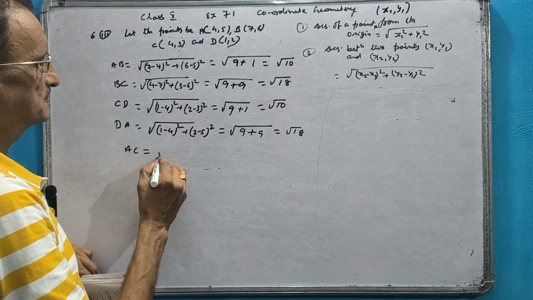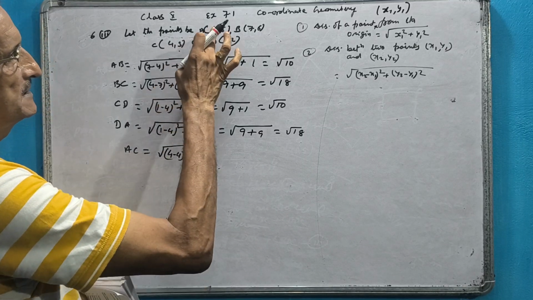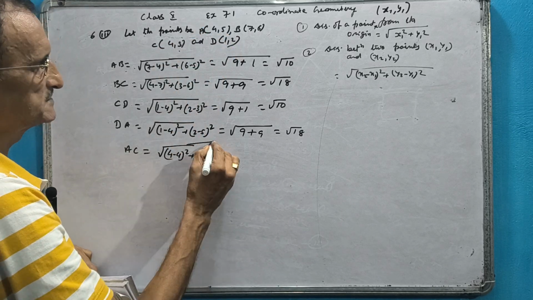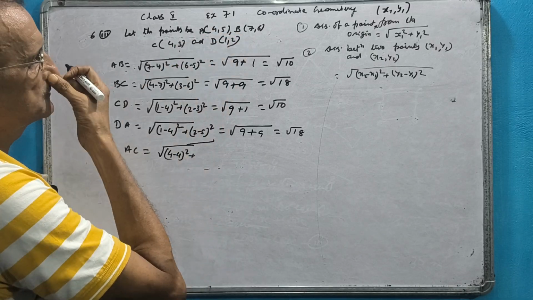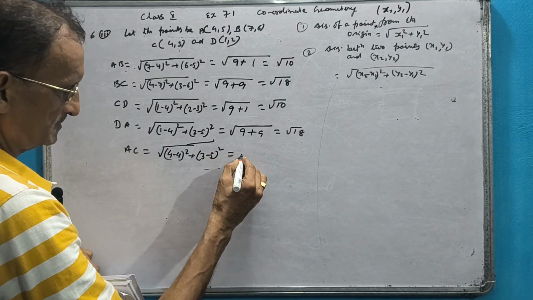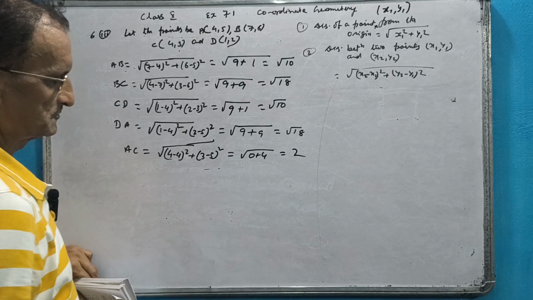AC: (4 minus 4) whole square, x2 minus x1 whole square plus y2 minus y1 whole square, (3 minus 5) whole square. So this is 0, minus 2 whole square is 4, you will get 2.